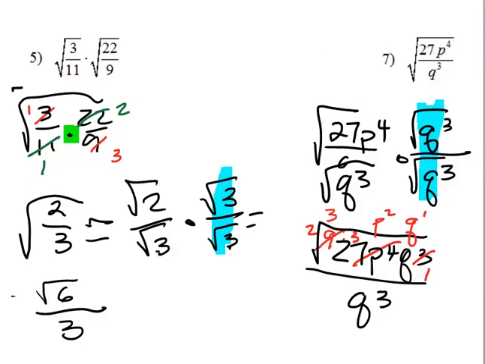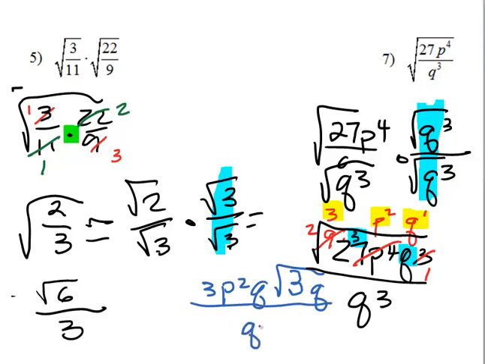What have I got when I'm all done? Let's see. Outside I have 3 p squared q, times the square root of, what did I leave behind? I left behind a 3 and I left behind a q. All over q to the 3rd.